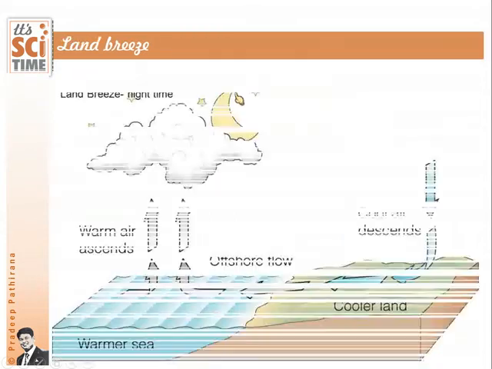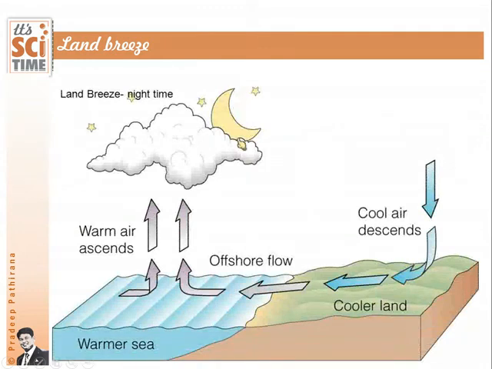Land breeze. This occurs at night time. At night time, the hot ocean takes a long time to cool down, but the land cools down earlier, very fast. Therefore, at this moment, land is colder than the ocean. As the ocean is hot, air nearby the ocean rises up by convection. To fill this space, this time wind blows from land to the sea. Therefore, at night, wind blows from land towards the sea.